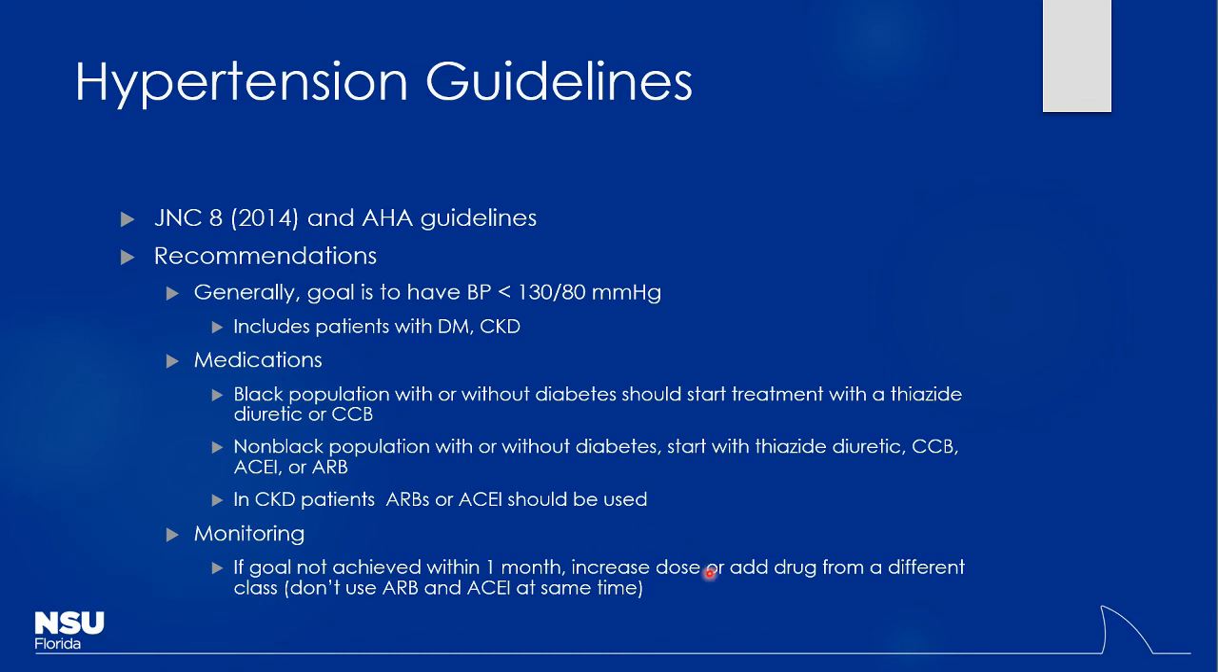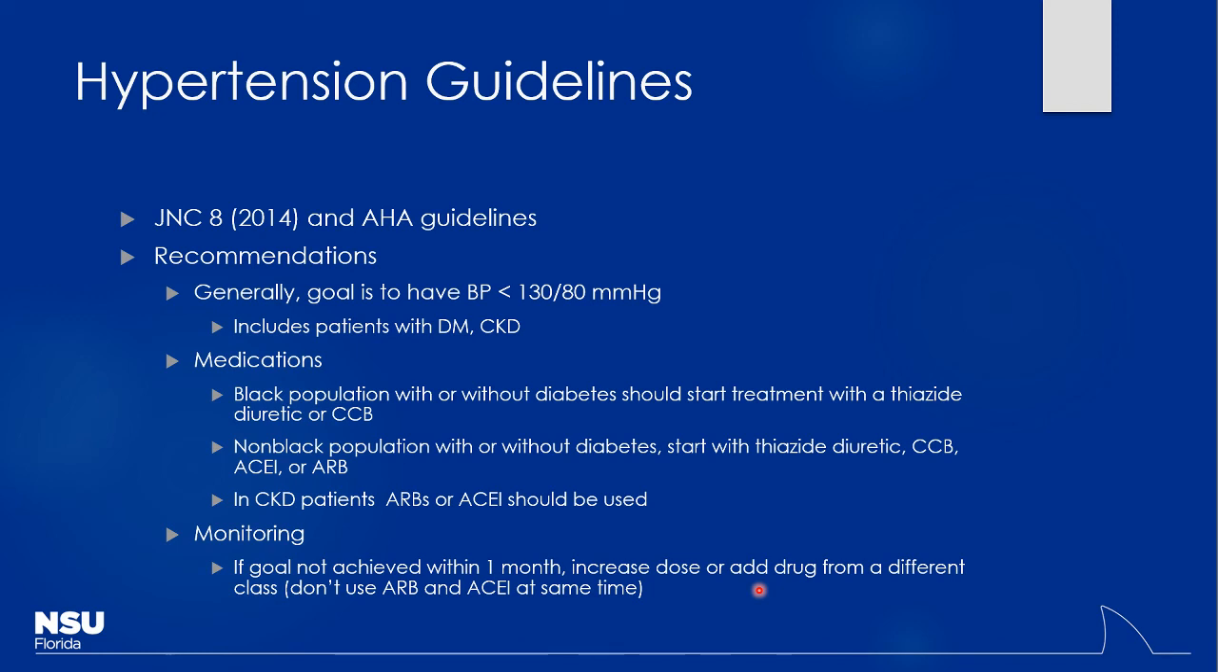Again, if they're not at goal within a month or so, then you can either try increasing the dose, try switching over to another drug altogether, or potentially add on a drug, right? So again, think about rational combinations of things, like would I want to do, say for instance, valsartan plus lisinopril? Does that make sense? Valsartan is what kind of drug? It's an ARB. Lisinopril is an ACE inhibitor.